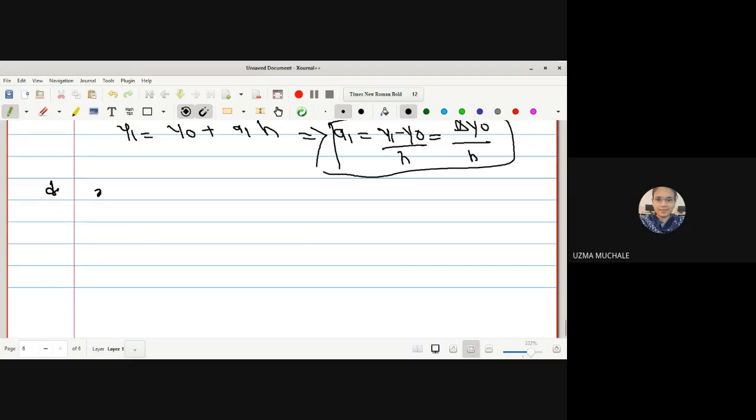Now let us put x equal to x2 and tell me what will be a2.